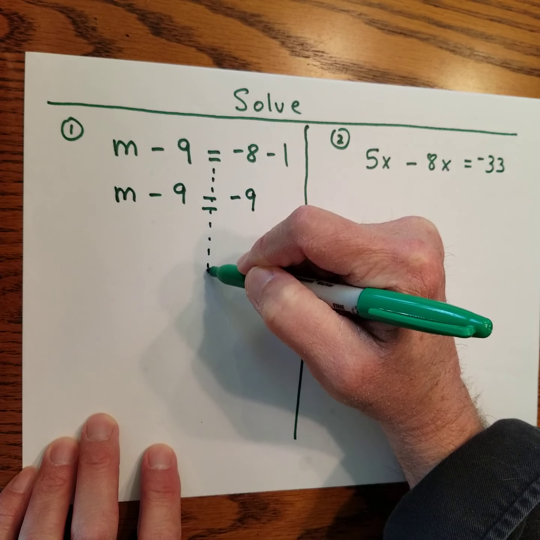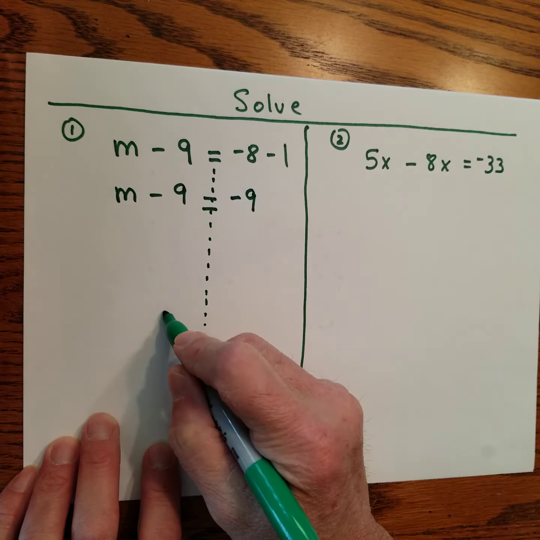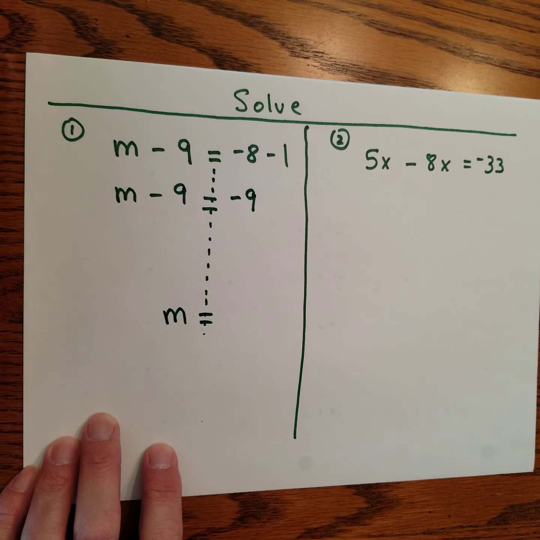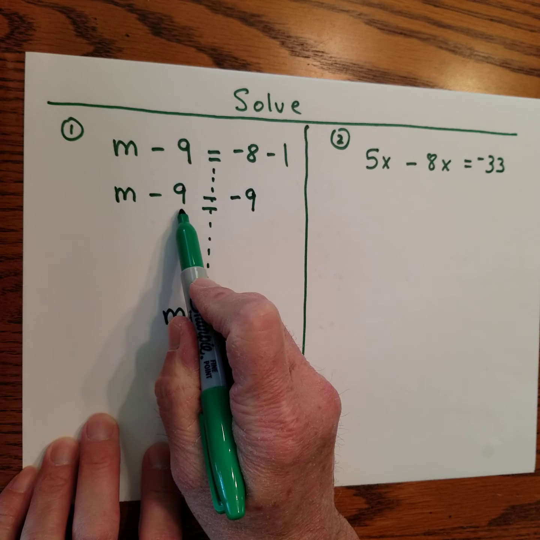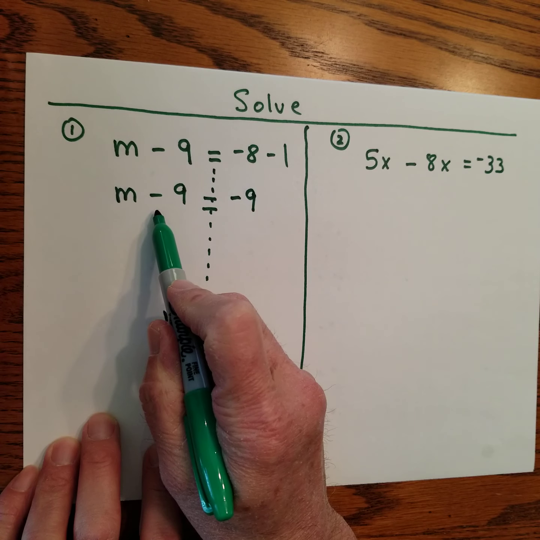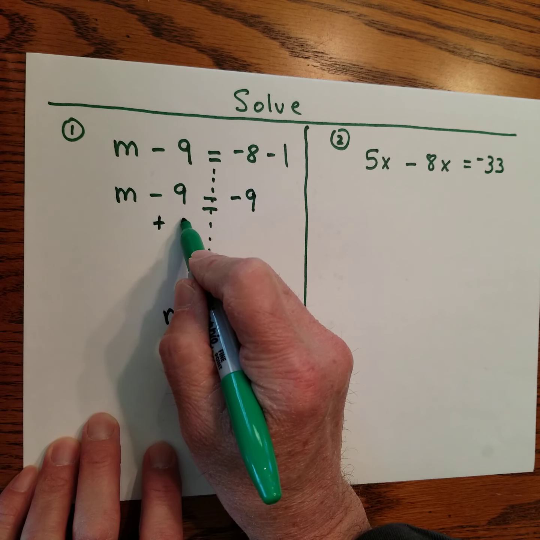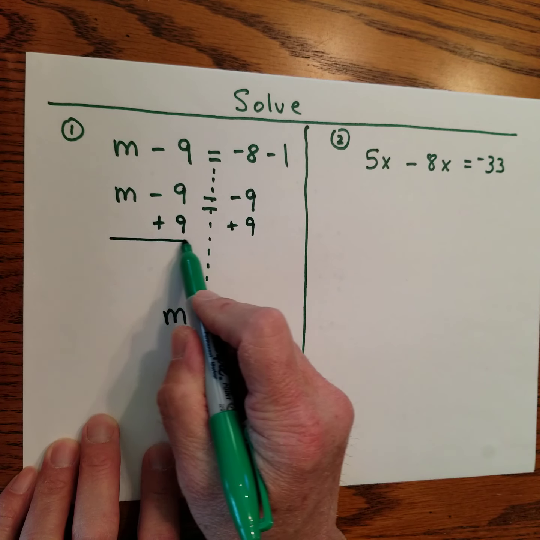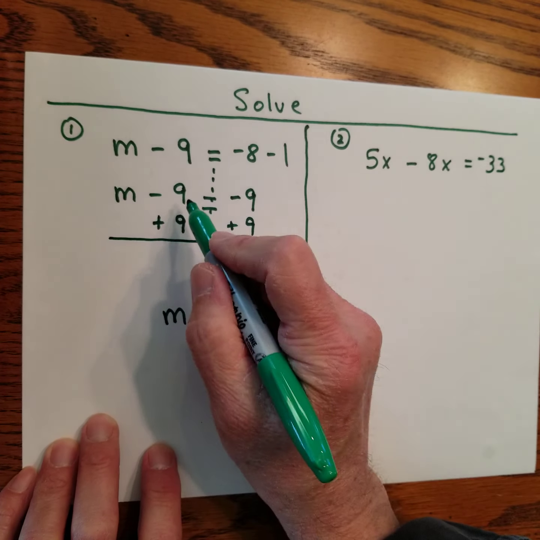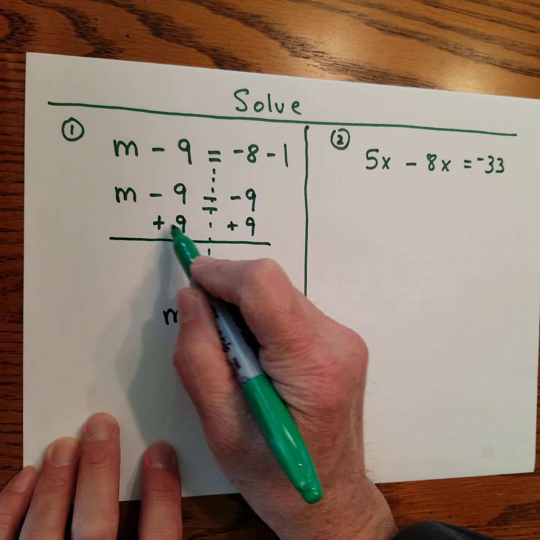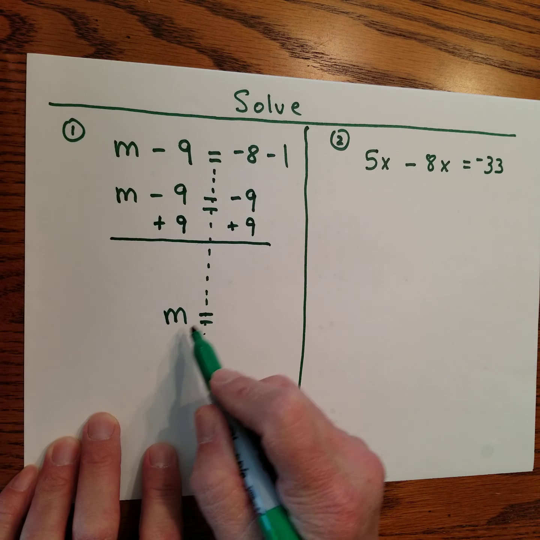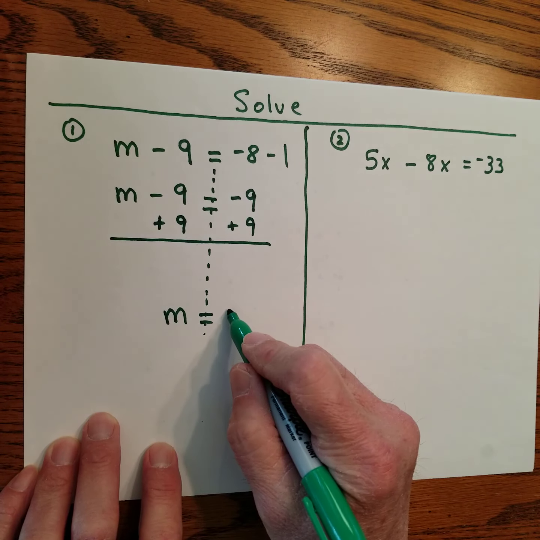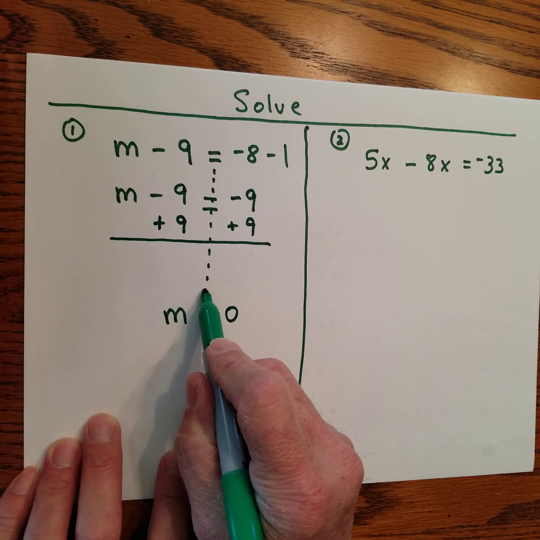Now we'll work to get m by itself. If I want m by itself, then this 9 has to leave. The inverse of subtraction is addition. We'll add 9 to both sides. Negative 9 and positive 9 is 0. 0 plus m is m. Negative 9 and positive 9 is 0. We get a final answer of 0.